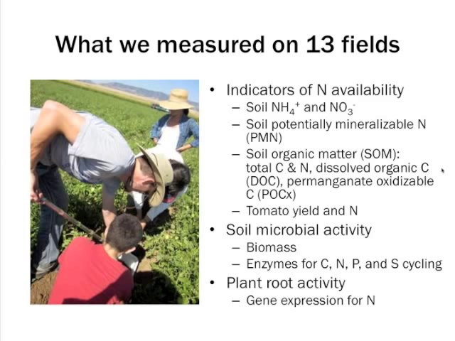We looked at different properties of soil organic matter, ranging from total carbon and nitrogen to dissolved organic carbon and permanganate oxidizable carbon. These are different pools of soil organic matter that microbes can more or less easily mineralize and chew up. We also looked at tomato yield and different indicators of tomato nutrient status, such as petiole nitrate.